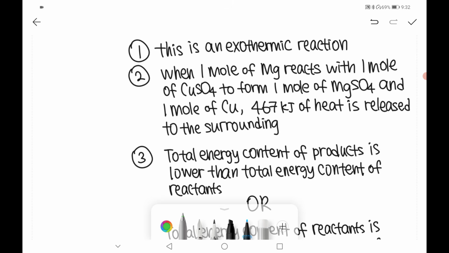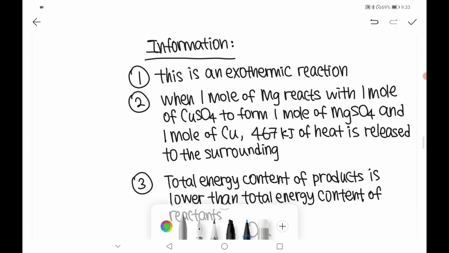This part is a little bit more technical, so you have to be very, very careful. Always remember, no matter whether the heat is absorbed or released, you must refer to the surrounding. When you absorb heat, you absorb the heat from the surrounding. When you release heat, you release the heat to the surrounding. So this part you have to be very careful. So we have 467 kilojoule of heat released to the surrounding.